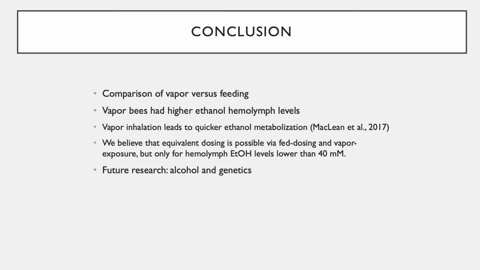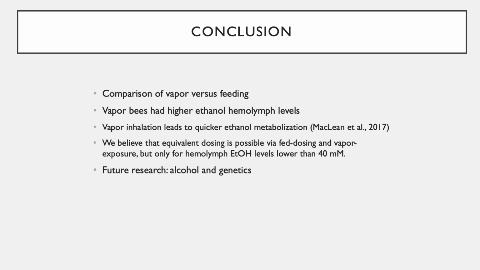We learned a couple of things from this experiment. First, we learned that we were able to compare the vapor and the feeding method, and we were able to find that the vapor bees had higher ethanol hemolymph levels overall. And this is probably due to the way the vapor ethanol is metabolized compared to the feeding ethanol that's orally consumed. Now, when it's being processed through the vapor inhalation method, the ethanol is metabolized a lot quicker because it bypasses the digestive system, so it goes into the bloodstream quicker.